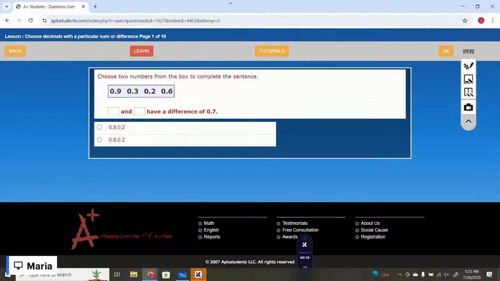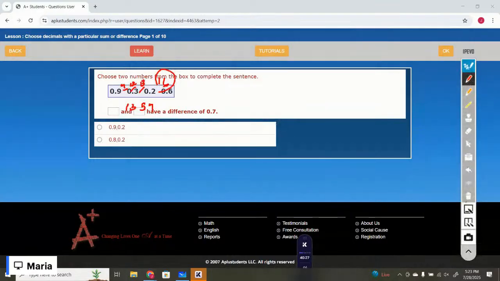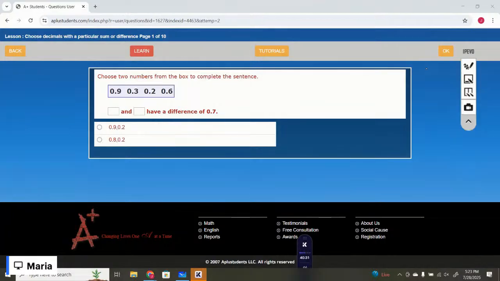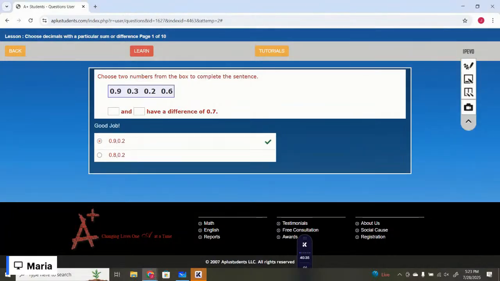Which two numbers have the difference 0.7? So which is the correct option? You are given with two options. You can try them one by one. So the correct option is 0.9, take away 0.2, and it makes 0.7. Option number one is the correct option.